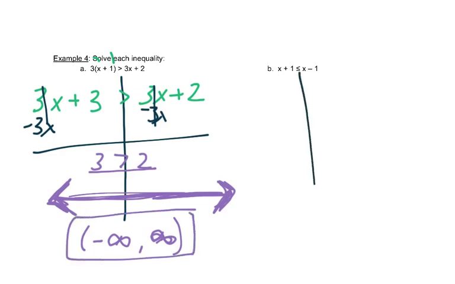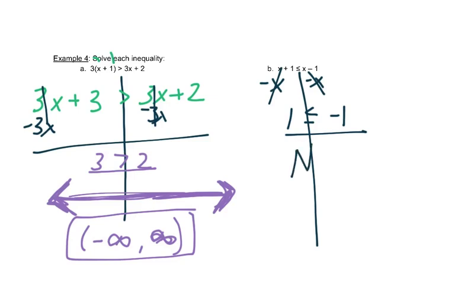Let's look at this one. So here I'd start by subtracting x from both sides, and I get 1 is less than or equal to -1. Now 1 is not smaller than -1, and it will never be smaller than -1. And because there's no x in this problem, it means that this is never going to be true. So this is a no solution.